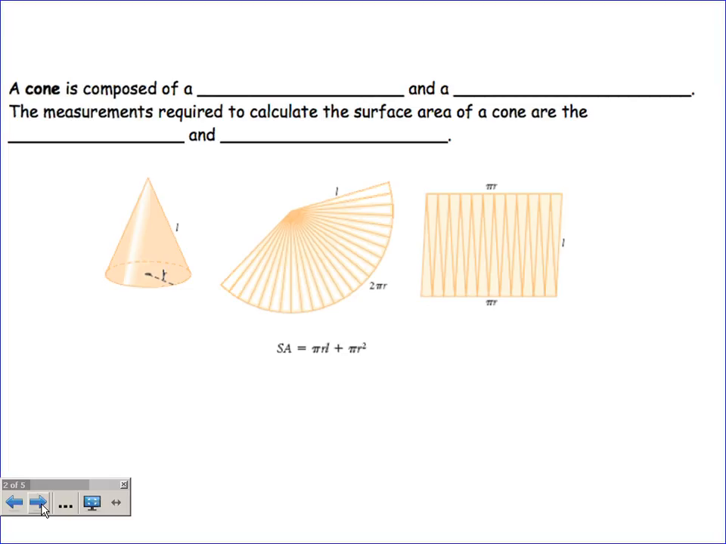Next, a cone. A cone is comprised of a blank and a blank. Okay, a circle. One circle and a cone. Here's the circle right down here. And probably a rectangle, yeah. Triangle.